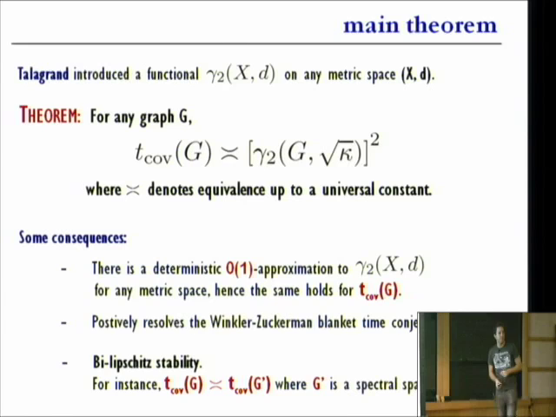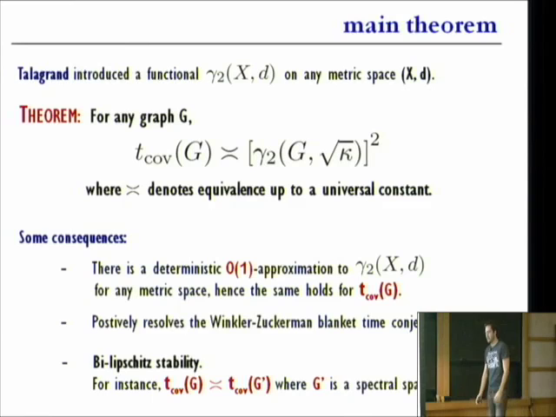Because gamma 2 is trivially always decreasing in distances. So if you decrease any distance, gamma 2 will decrease. It follows immediately from the definition of gamma 2, which we haven't seen yet.